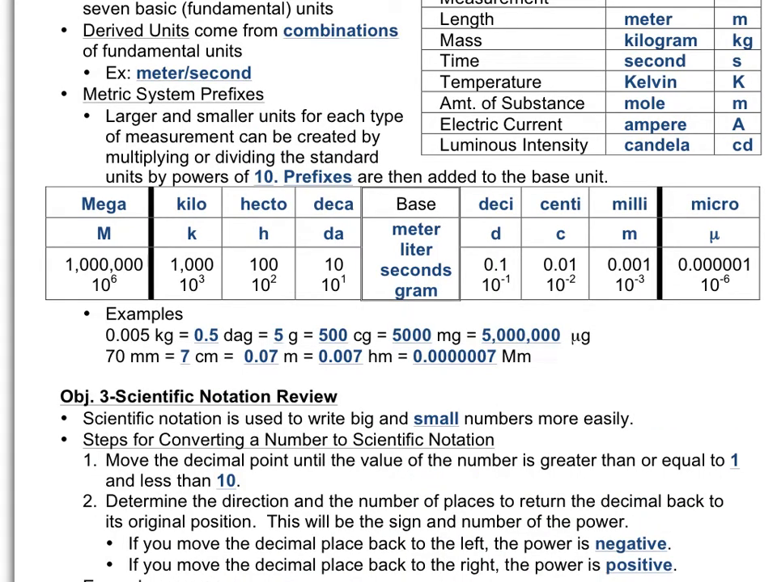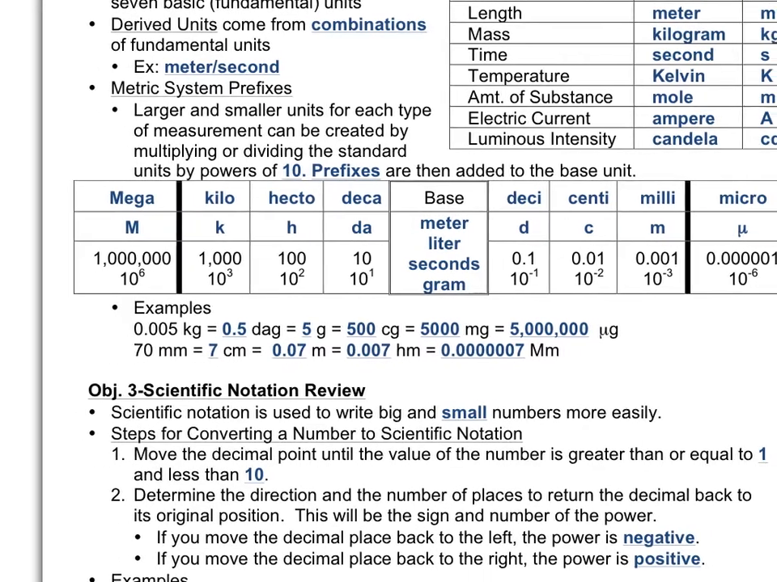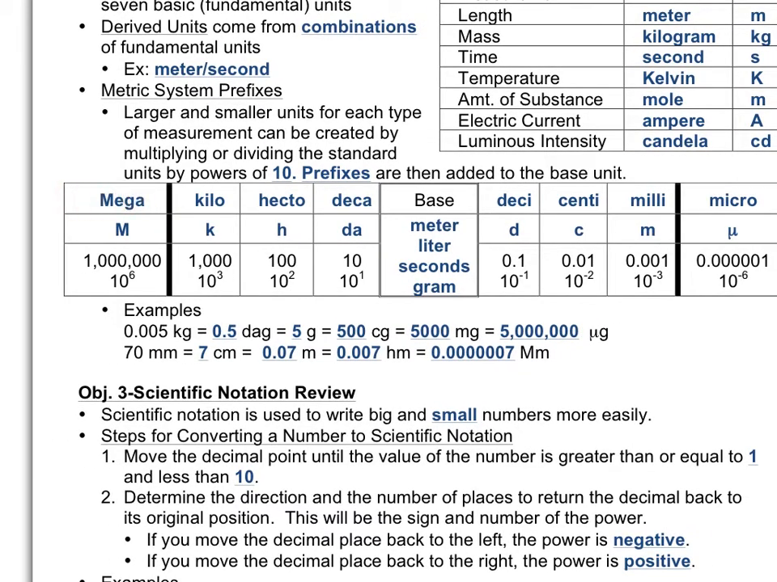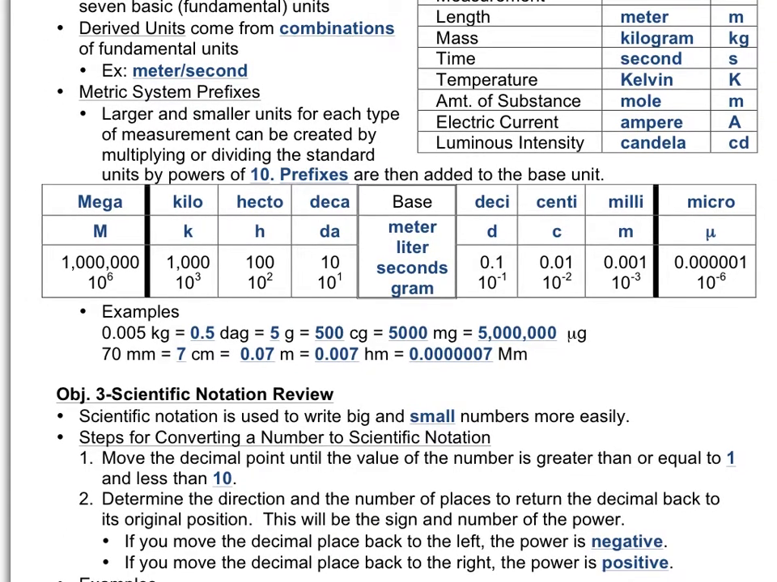Okay, so looking at the prefixes, we have mega, that has an abbreviation of a capital M, and that means a million, or 10 to the 6th power. Kilo is K, and that's 1,000, or 10 to the 3rd. Hecto is H, and that's 100, or 10 squared. Deca is DA, and that's 10, or 10 to the 1st. And then we have the base right in the middle. So you've got meter, liter, seconds, grams. There's others too, but those are the main ones.